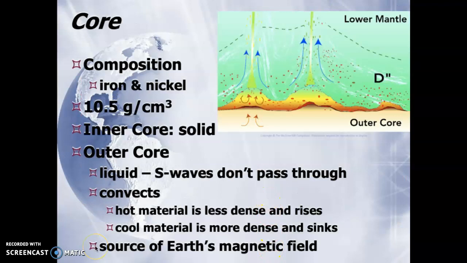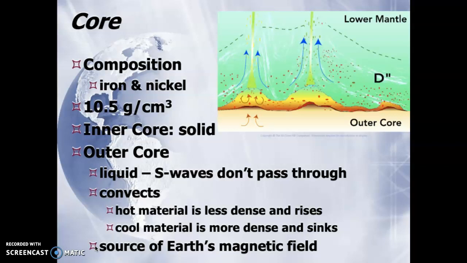So let's start with the core. The composition of the core overall is predominantly iron and nickel, and this is based in part on a certain type of meteorite that we find, as well as information from the gravity, which tells us about the overall density of the Earth. And the density of the core is estimated at around 10.5 grams per cubic centimeter. That compares to water, which has a density of about 1 gram per cubic centimeter. So it's about 10 times as dense as water.